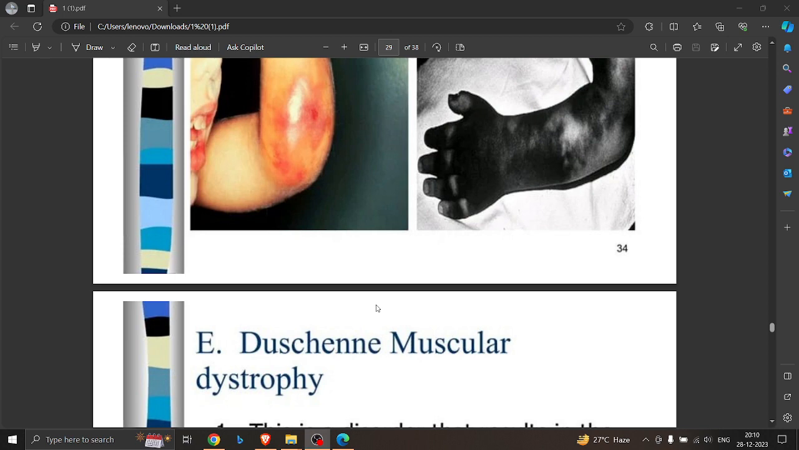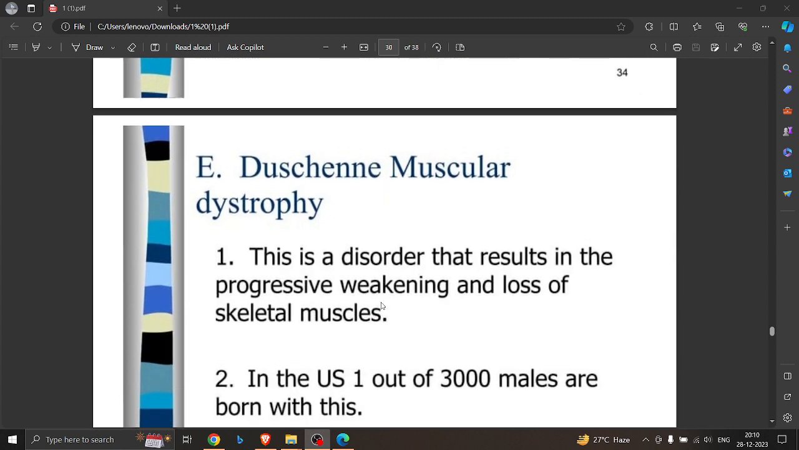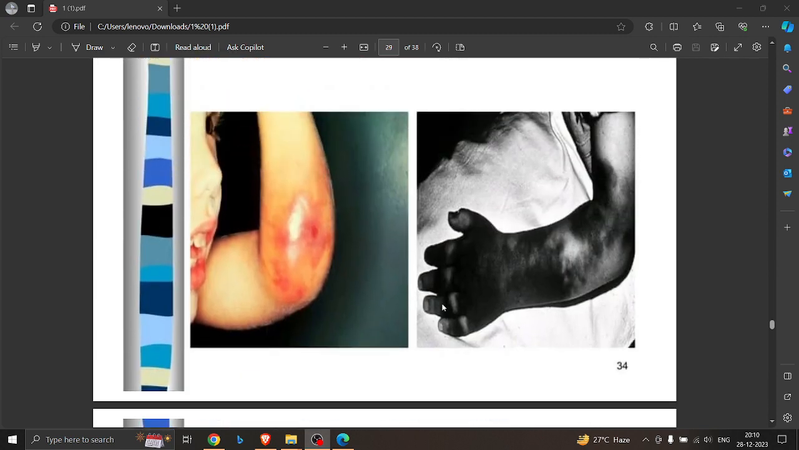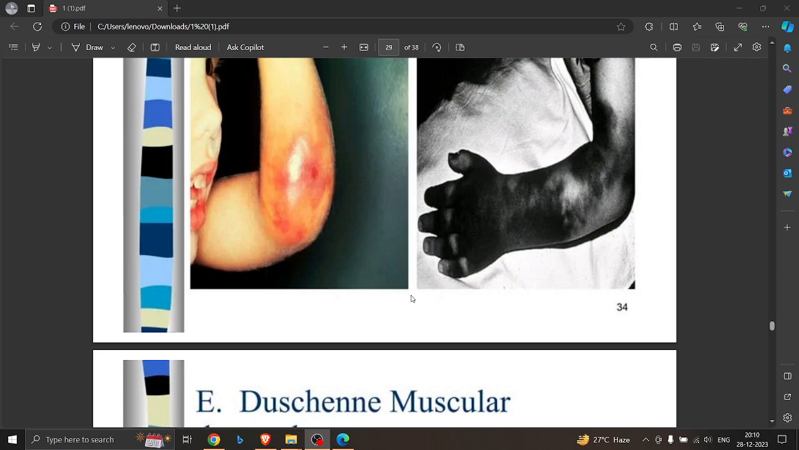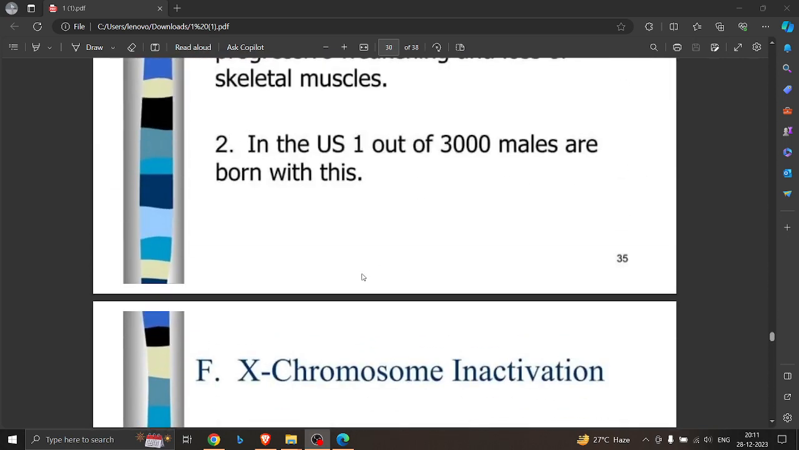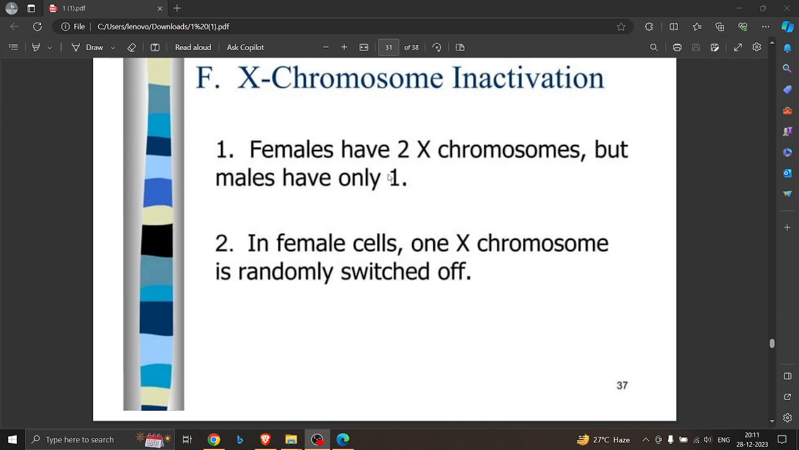This picture shows Duchenne muscular dystrophy. This is a disorder that results in the progressive weakening and loss of skeletal muscles. In the US, 1 out of 3,000 males is born with this. Next is X chromosome inactivation. Females have two X chromosomes, but males have only one. In female cells, one X chromosome is randomly switched off.